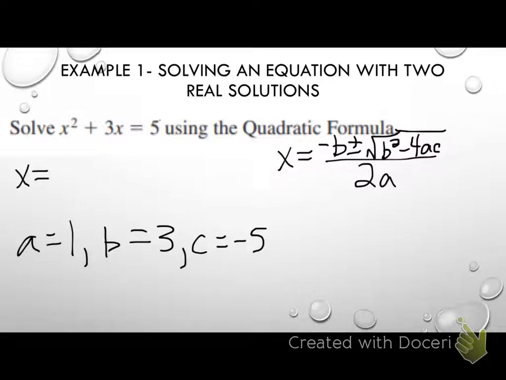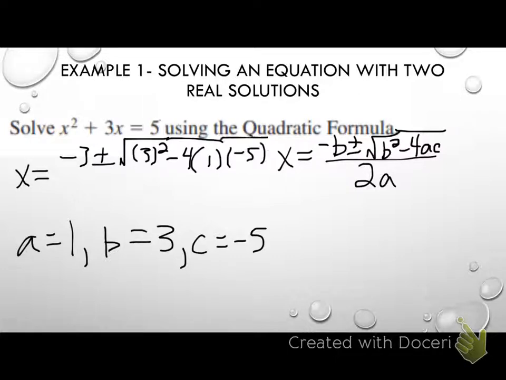So, x equals the opposite of B. So what's my B value? What's the opposite of 3? -3. So I get -3 plus or minus square root of B squared. So I get 3 squared minus 4 times A, which is 1, times C, which is -5. That's all under the radical. Over 2 times A, which is 2 times 1.